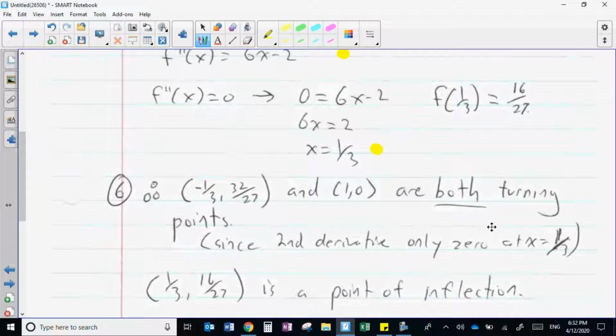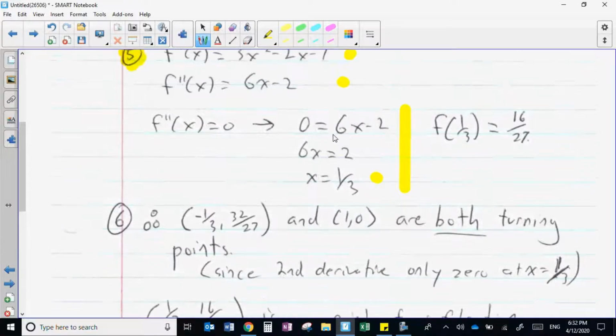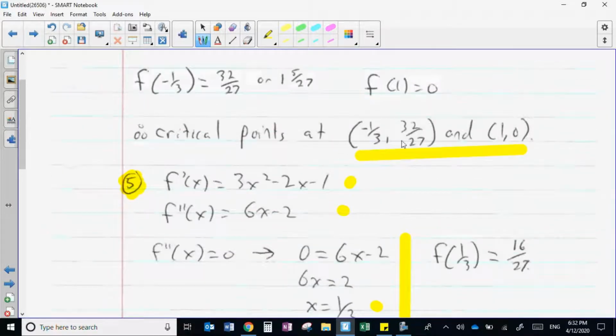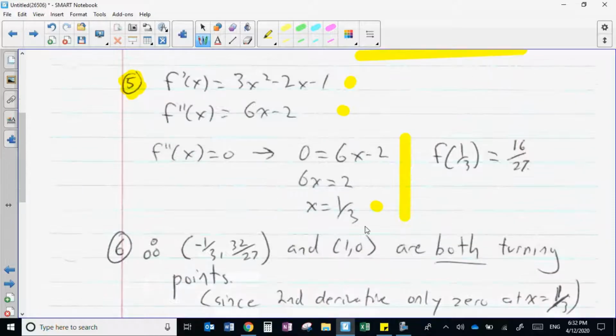And that's a little complicated to understand. I hope I explained that okay. So we know that they're both turning points. We know that the second derivative is not 0 at negative 1/3 and 1 because we found here where the second derivative is 0. It's only 0 at x equals 1/3. So it would have been really unlucky if one of our critical points happened to be at x equals 1/3 because then, well, the second derivative wouldn't tell us for sure that that's a turning point.